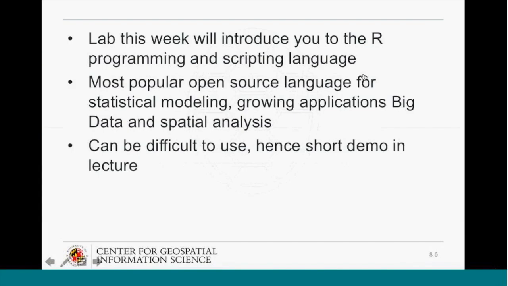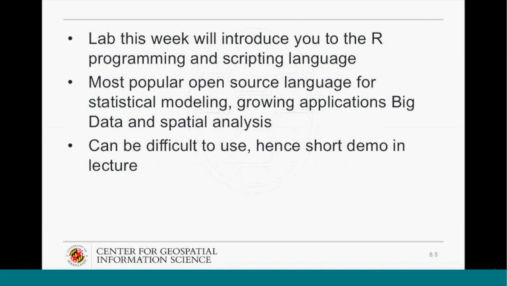So let's do a very quick demo of R. We did our last QGIS lab, at least for the time being. So the exam was the last QGIS lab. All right. Now we're moving on to R, which is a scripting and programming language. It's pretty much the most popular open source language for statistical modeling, and it's really growing quickly in terms of doing big data analytics and spatial analysis. Okay. So it's a pretty popular tool.